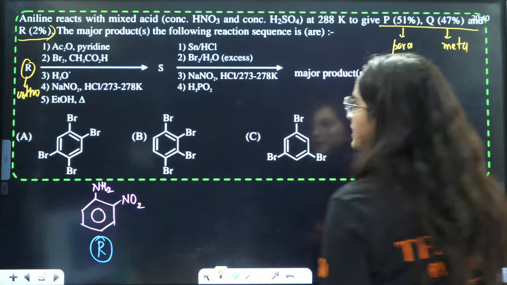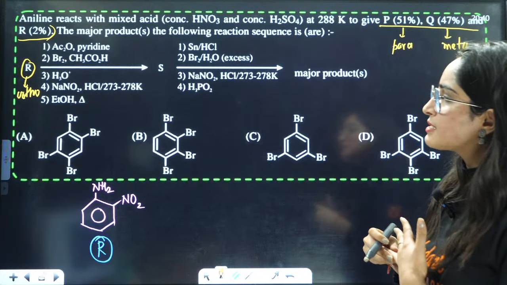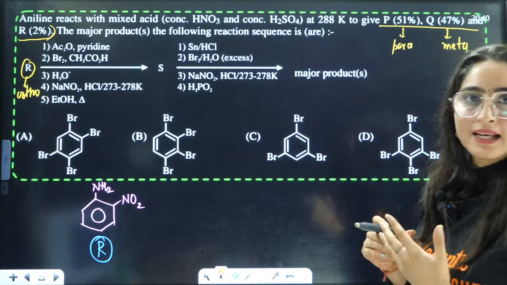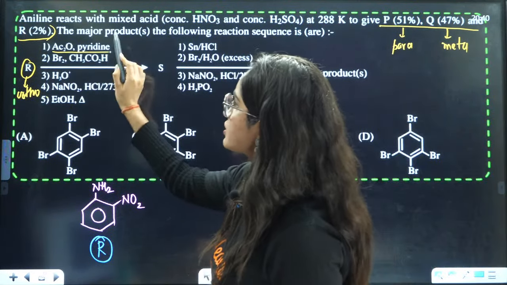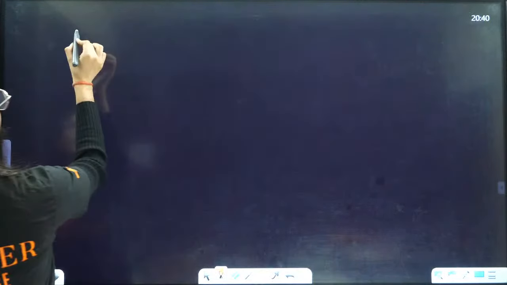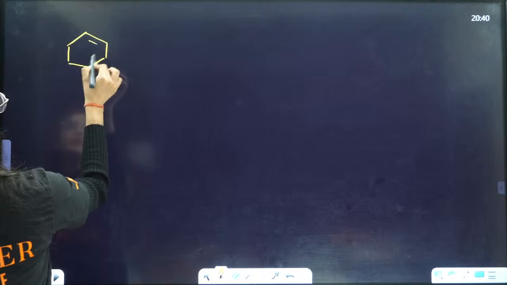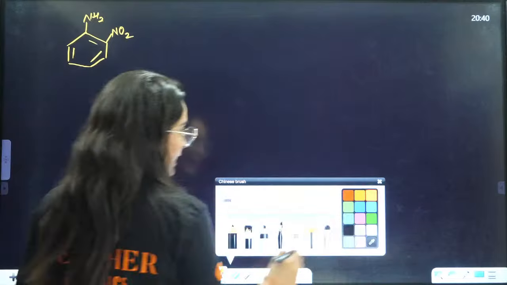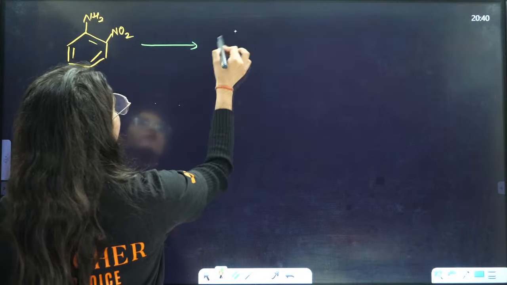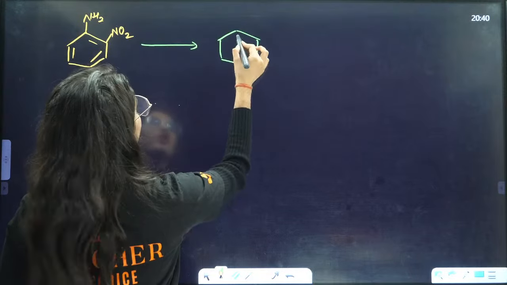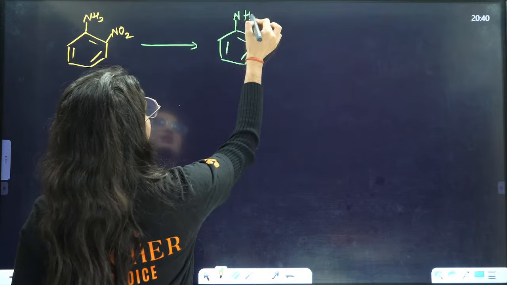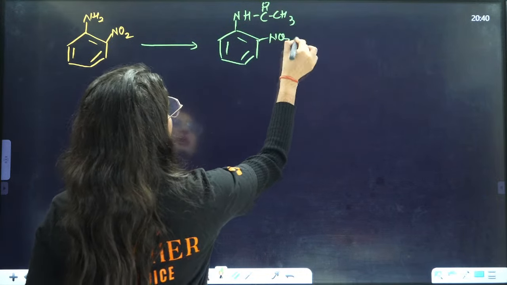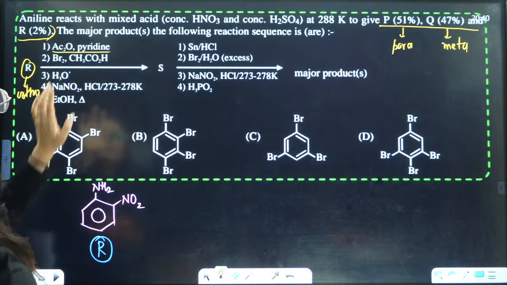We are doing the reactions for R. R, when it undergoes acetylation, we are doing acetylation of that in the presence of pyridine. So what will we do? Again the same thing. You will have NH2, this is NO2. You're doing the acetylation here. So what will happen here? You will have the formation of this NHCOCH3, and this is the NO2 group. Then again what you will do, you will add Br2 here.